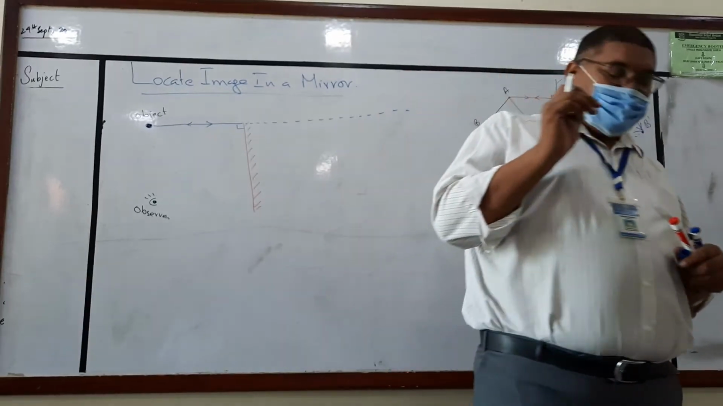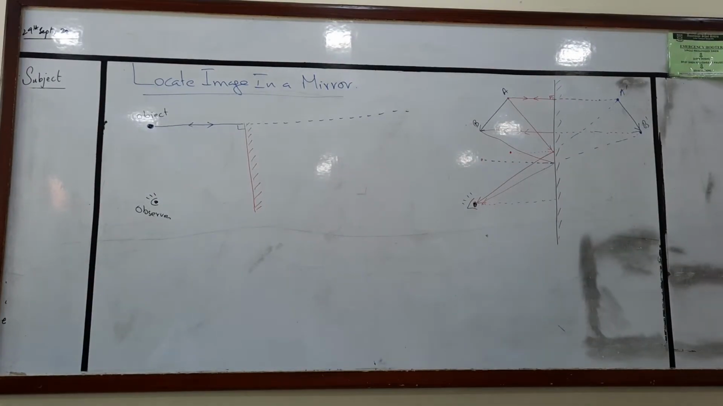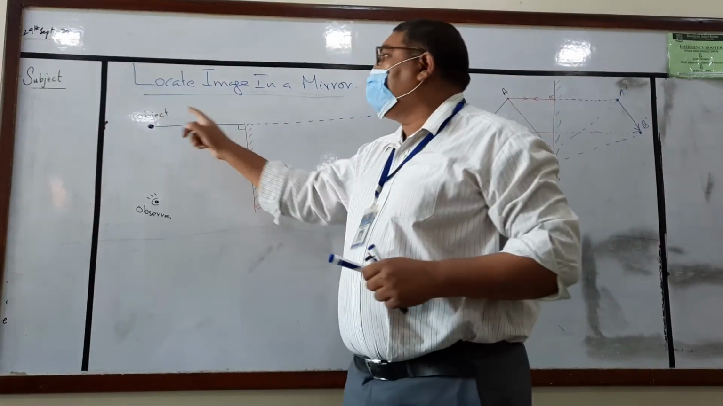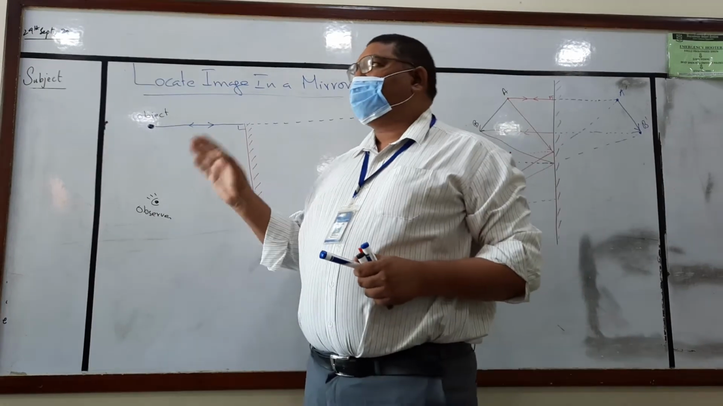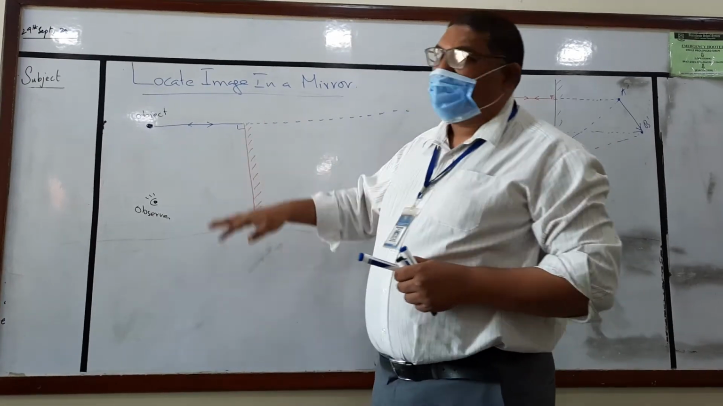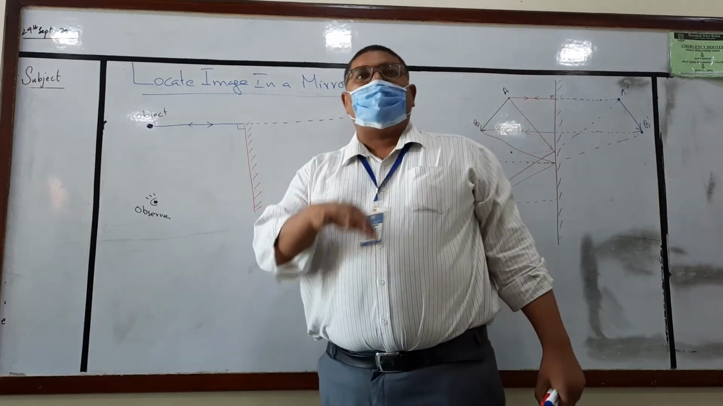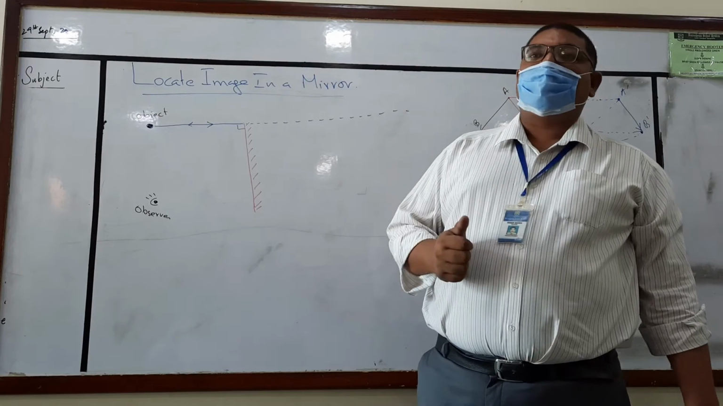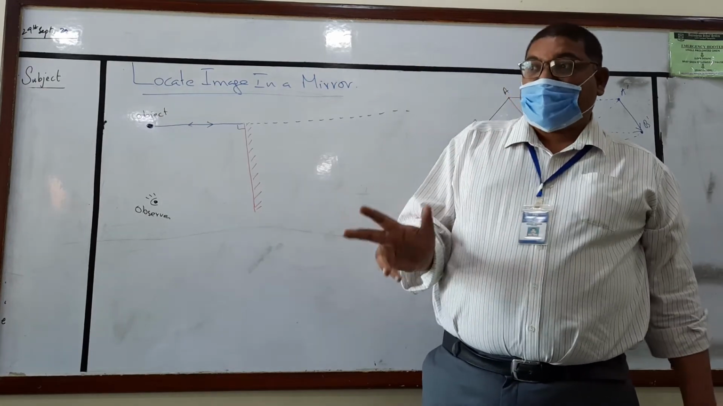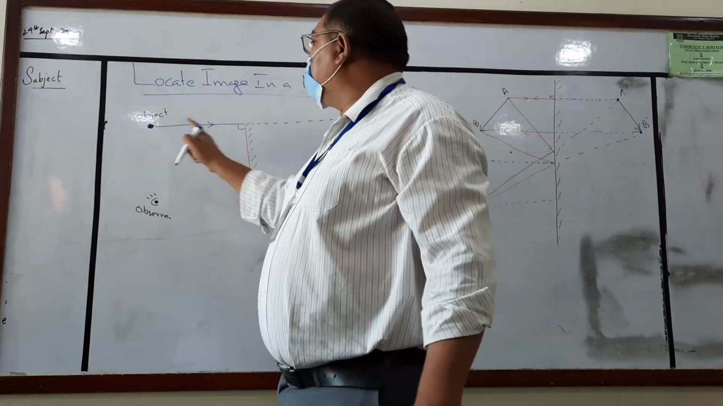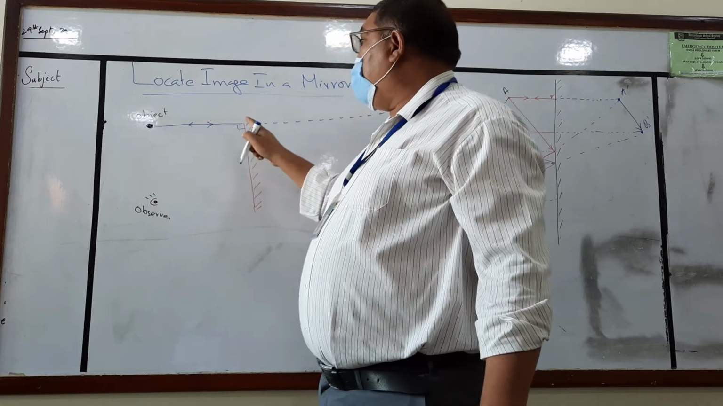I know this is a law, that when the image is formed in a plane mirror, the distance of the object from the mirror and the distance of the image from the mirror, they are equal. This is the second trick which I am telling you, how to draw these diagrams. You check what is the distance here, and you mark the same distance here.